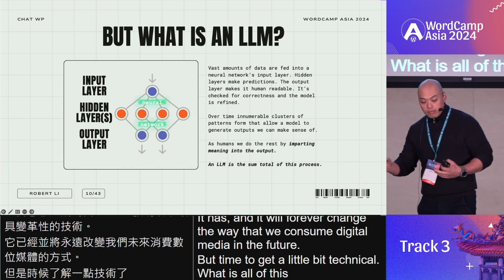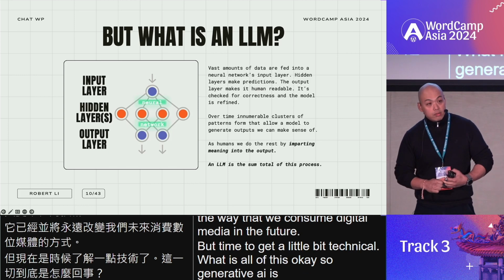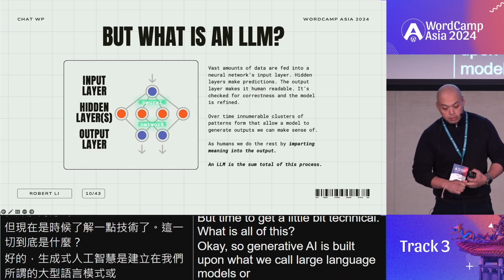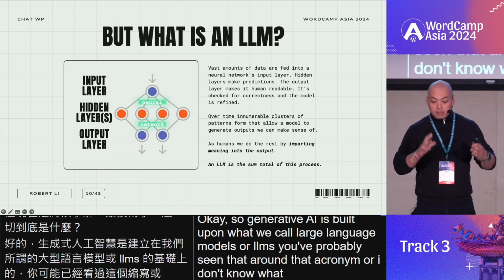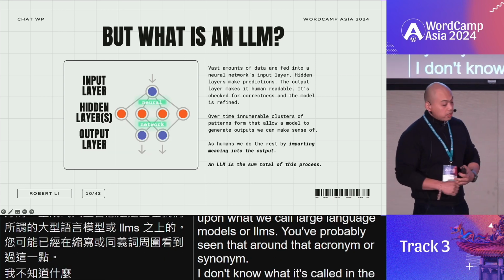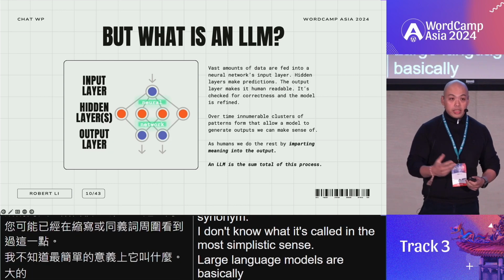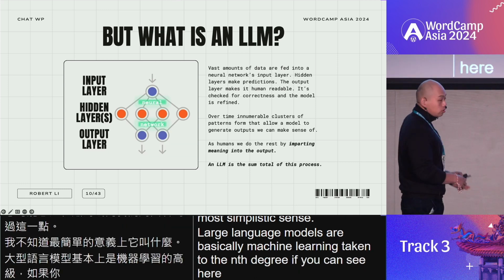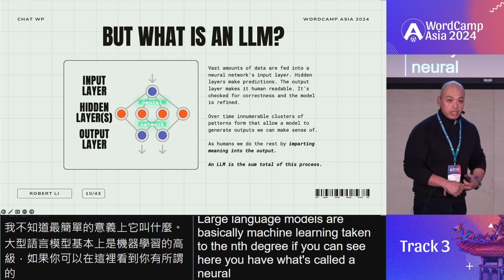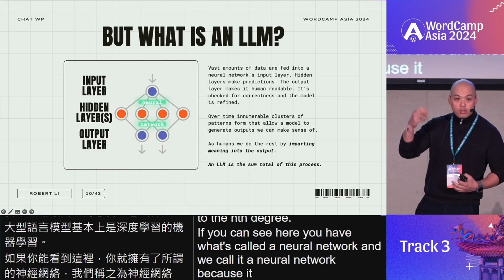Okay, so generative AI is built upon what we call large language models, or LLMs. You've probably seen that acronym around. In the most simplistic sense, large language models are basically machine learning taken to the nth degree. Here you have what's called a neural network, and we call it a neural network because it mirrors the structure of the human brain.